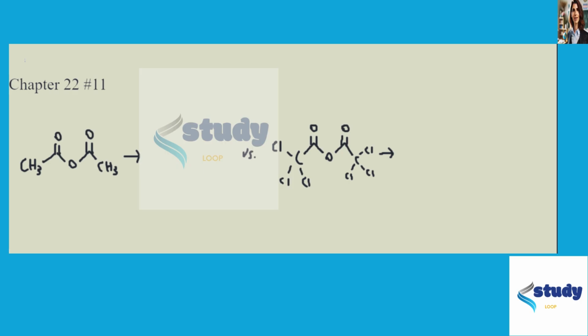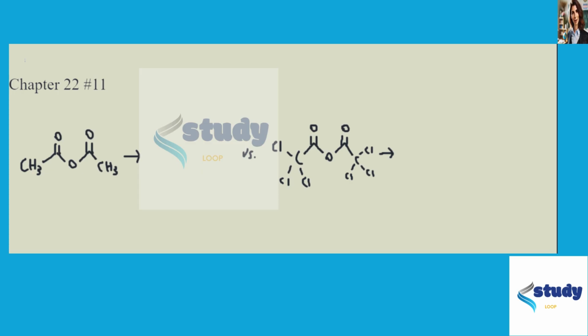This is the answer to Chapter 22, problem number 11 from the Smith Organic Chemistry textbook. And this problem says, explain why trichloroacetic anhydride is more reactive than acetic anhydride in nucleophilic acyl substitution reactions.